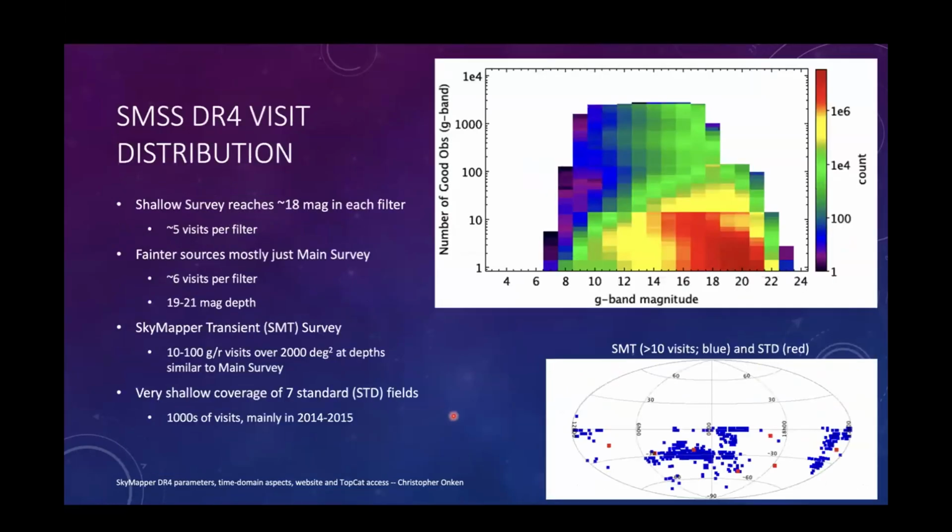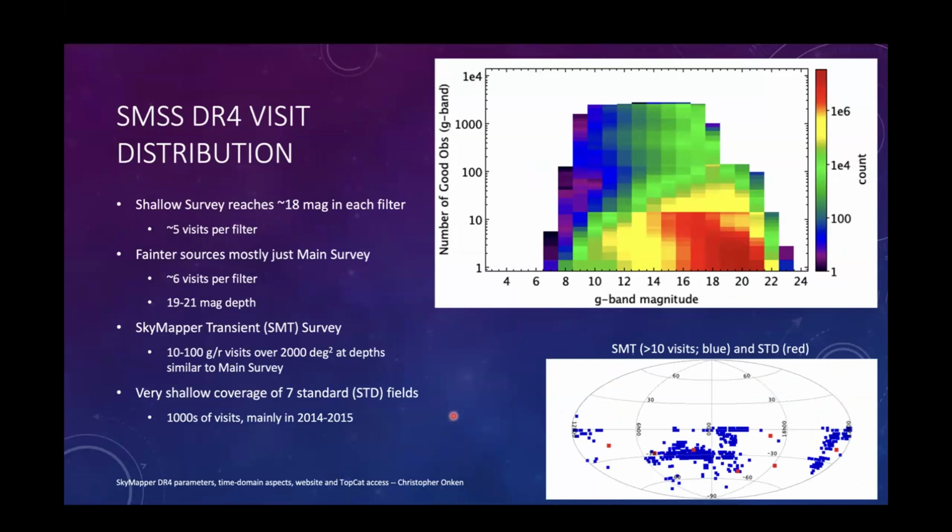Now, that distribution of visits from SkyMapper DR4 is a very magnitude dependent property. So in the first couple of years and then subsequently in bright moon periods, we were conducting the shallow survey, which reaches to about 18th magnitude in all the filters. And so sources brighter than 18th, between about 8th and 18th, will have visits from all of those observations.